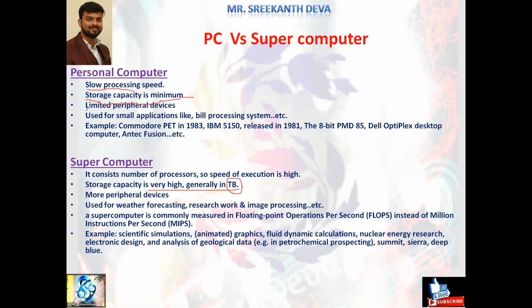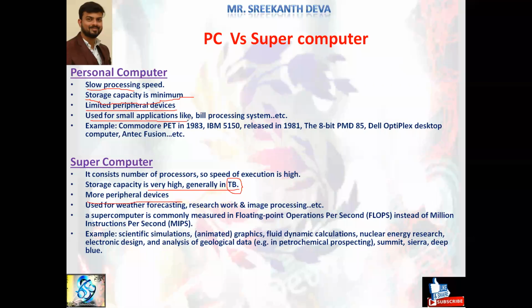A personal computer consists of only limited peripheral devices. But a supercomputer consists of more peripheral devices. Supercomputers can have multiple computers connected to them, so multiple peripheral devices can be connected to supercomputers.